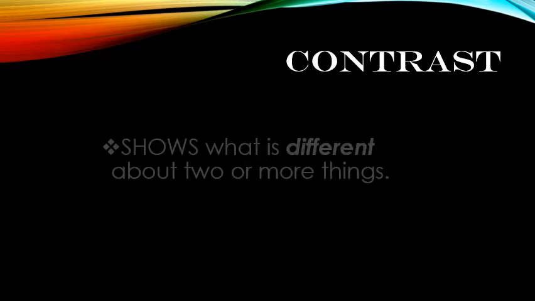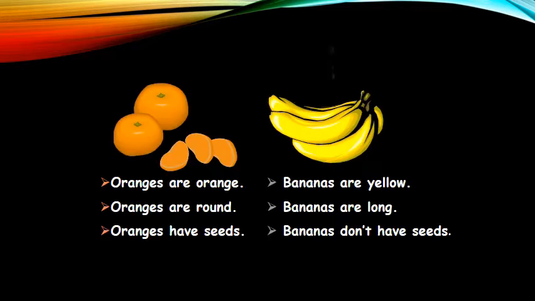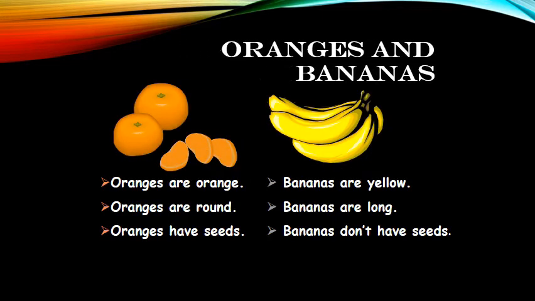Also, let's take an example. The same example. Oranges and bananas also. They make me feel hungry. Okay, oranges. Oranges are orange. You see, their color is orange. But what about the bananas? They are yellow. Okay, oranges are round, the shape, but the bananas are long.